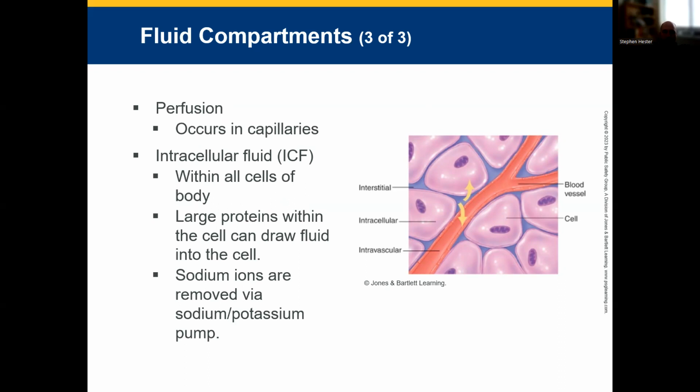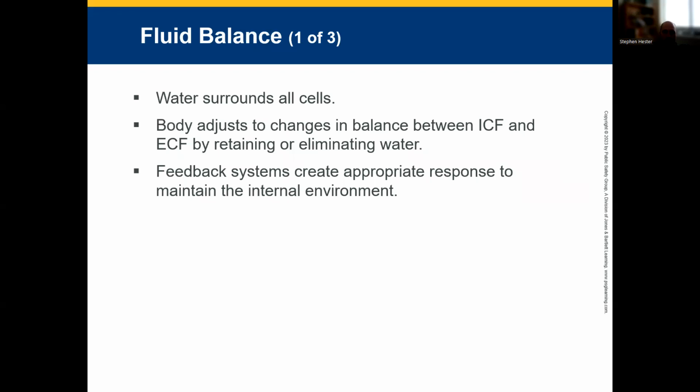This is the intracellular fluid that is within all the cells of the body. Large proteins within the cell can draw fluid into the cell, and the sodium ions drawn into the cells are removed via the sodium potassium pump to prevent cellular lysis, which is rupture of the cell. So some form of water surrounds all cells. The body adjusts to changes in the balance of intracellular and extracellular fluid by retaining and eliminating water. The maintenance of the internal environment of the cell is regulated by feedback systems.